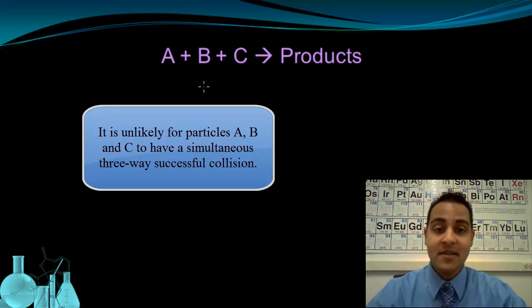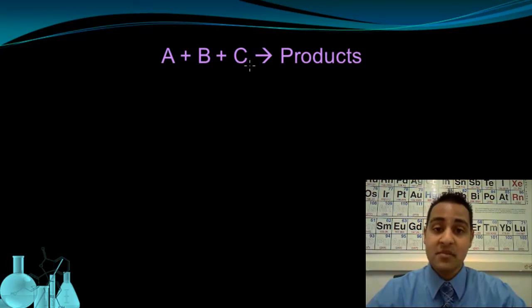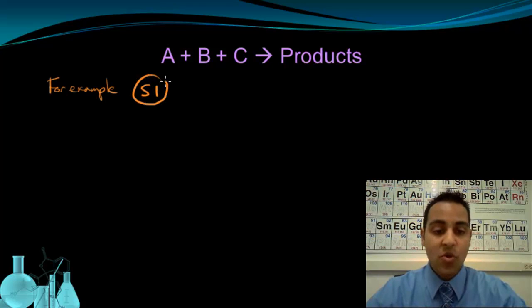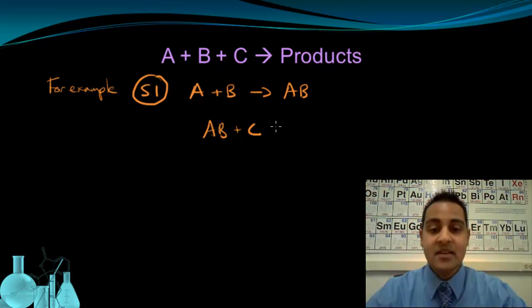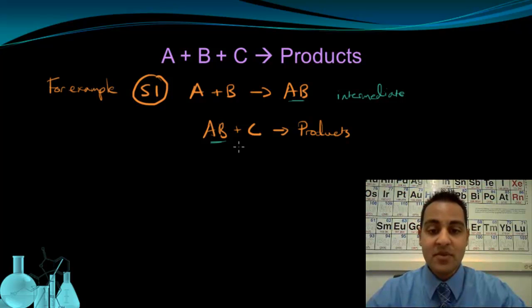So it's more likely that the overall reaction of A plus B plus C yielding products occurs in a sequence of steps. For example, the first step, we'll call it S1 for step 1, could be A plus B colliding together and forming a temporary product AB. Then the collision between AB and C yield the actual products. In this case, AB is an intermediate. It's not the final product, and it doesn't show up outside the in-between step.